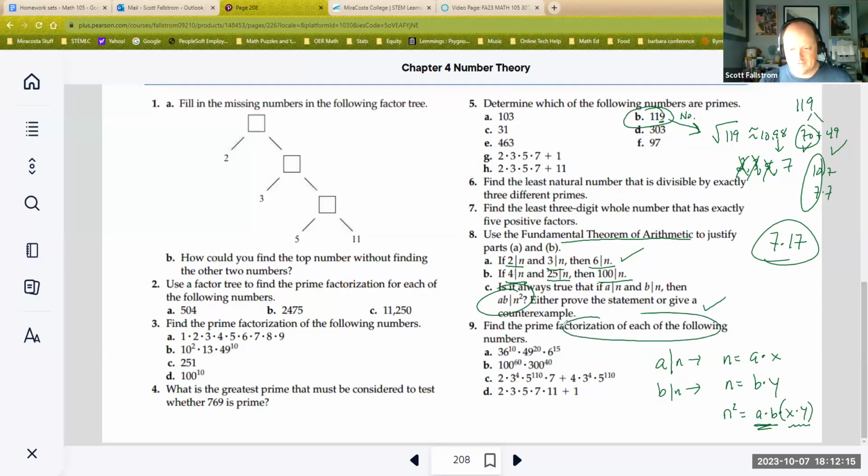Okay, find the prime factorization of each of the following. So again, it's very similar to what you did in question 3. The numbers do look a little bit bigger, but use those properties of exponents, right? And if you can, factor.